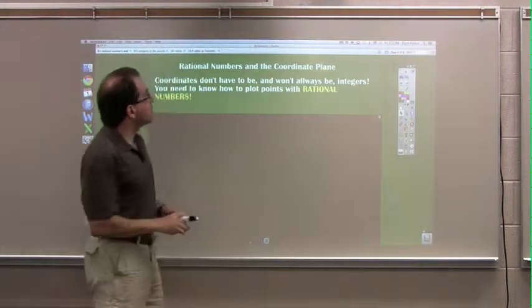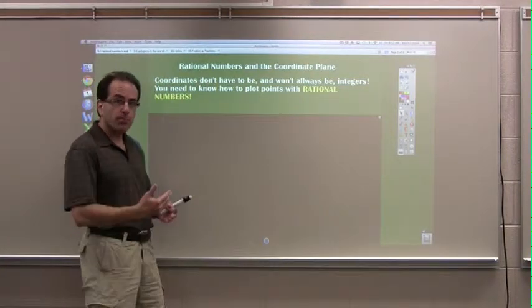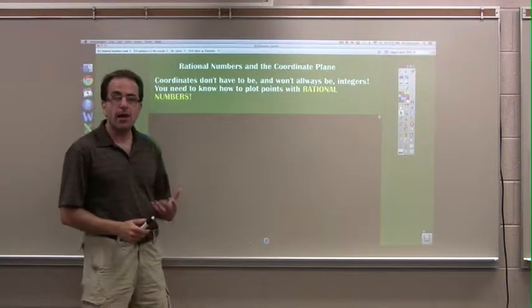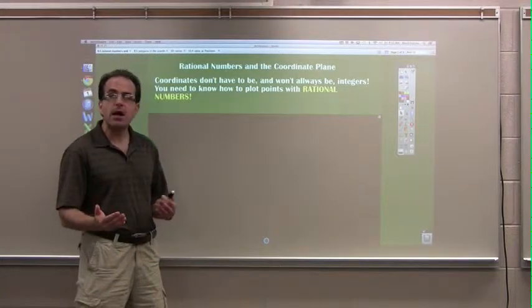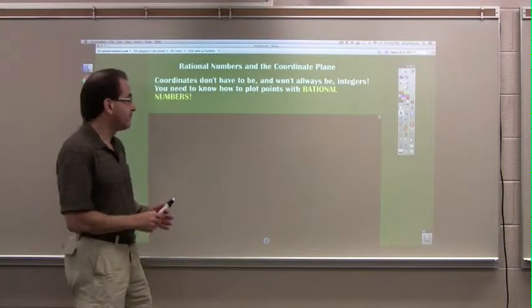So, coordinates don't have to be and won't always be integers when you're plotting those points on the coordinate plane. You need to know how to plot also with rational numbers. And of course, rational numbers are any number basically that you can make a fraction, a over b.